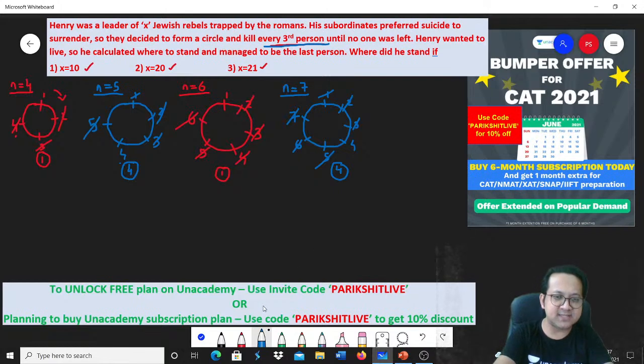And let's do one last time. N is equal to 8, right? So what is the pattern? Let's try to check the pattern again. If there are 8 people, 1, 2, 3, 4, 5, 6, 7, 8. If there are 8 people standing in a circle, what will happen?